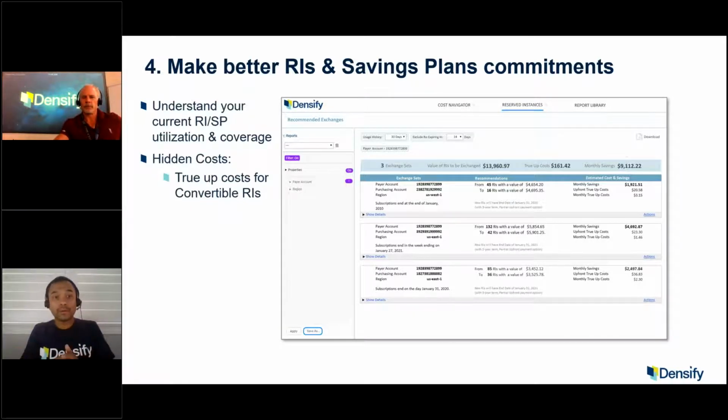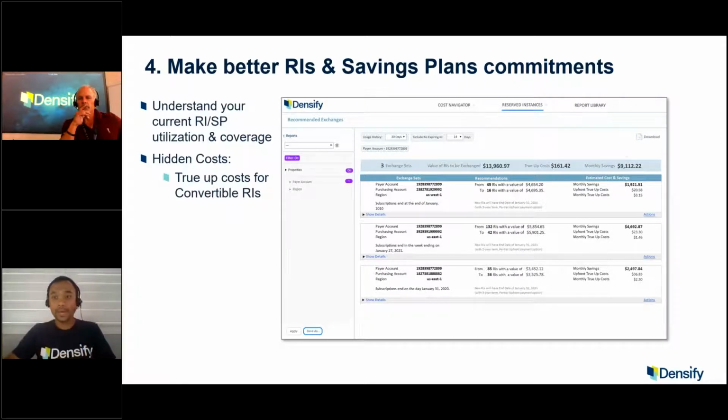With convertible RIs, you have the ability to switch instance families, but there's a catch. The catch is that you must spend equal or higher amounts. So there are these true up costs, and you should become aware of them. At Densify, this is a screenshot of what we're doing here. We're looking at these RIs. There's about 45 RIs here. And what we're trying to say is, okay, these RIs are actually underutilized based on what you're using today, and you should convert them to these 16 RIs.